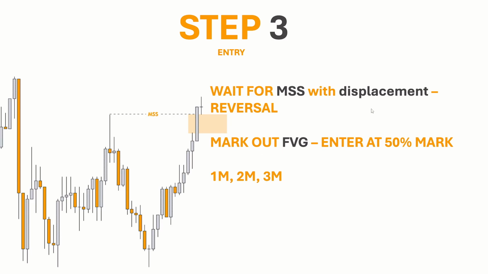Once we've got our market structure shift with displacement, we want to mark out our fair value gap. This is the best fair value gap I see right here. There is one down here, however I do not really like this fair value gap. So I've marked out this fair value gap and I'm going to enter at my 50% mark. This is a little strategy I use to minimize my drawdown, and it works fantastically. I recommend you try it for all your fair value gaps. Mark out your fair value gap, use a Fibonacci tool, find the 0.5 mark and enter off the 0.5 mark.